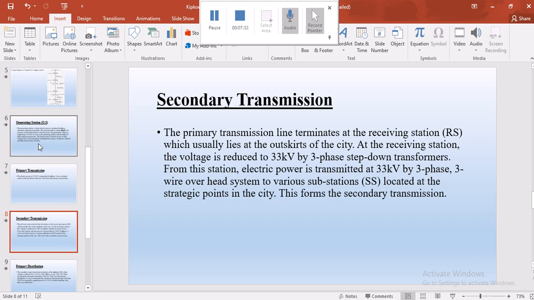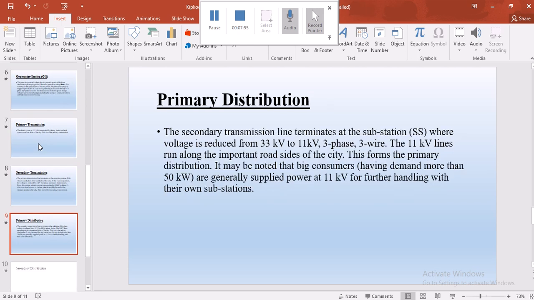Then, from this station, electrical power is transmitted at 33 kilovolts by three-phase, three-wire overhead system to various substations or the grid substations located at the strategic points in the city. This section will now be forming the secondary transmission, that is from the receiving station to the grid substation.